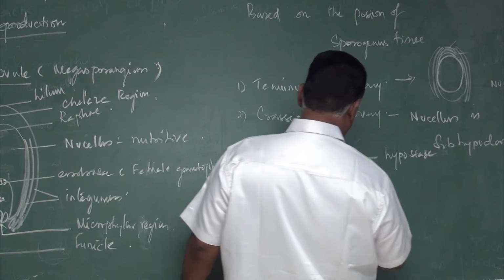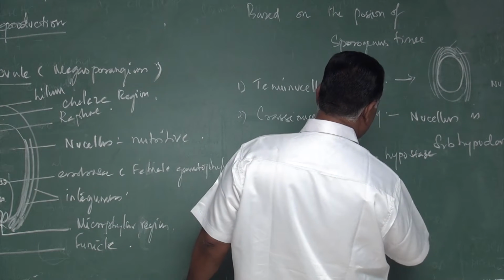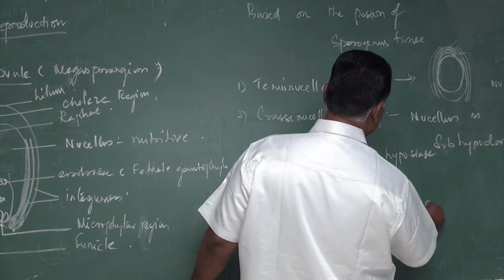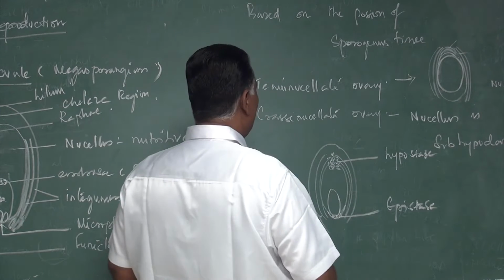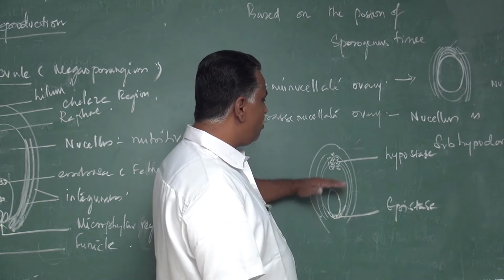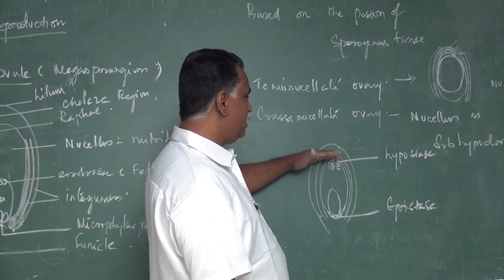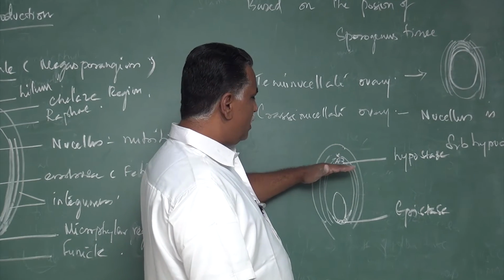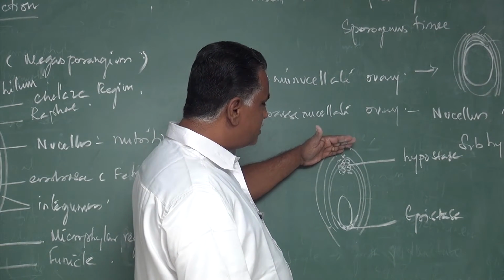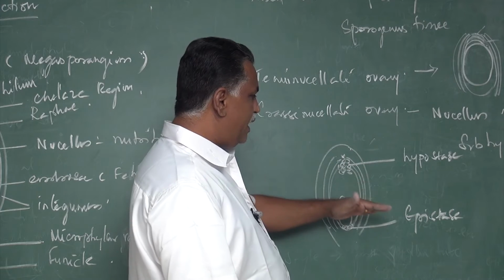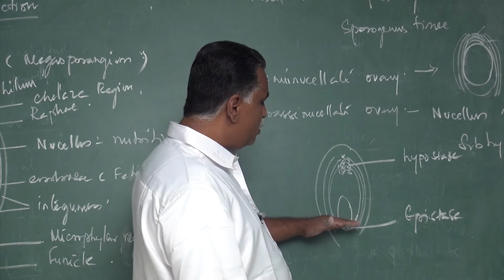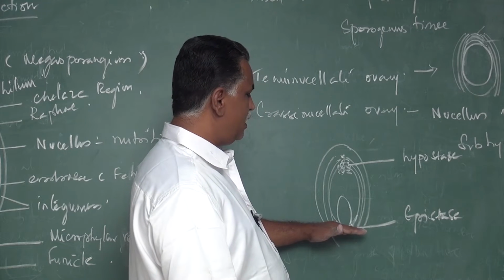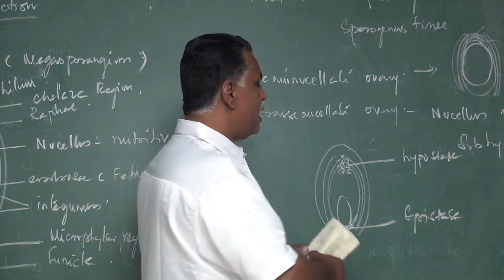Hypostases and epistases are groups of cells. Hypostasis is found at the chalazal region, in between the nucellus and the chalazal sterile cells. Epistasis is a group of cells with thick walls, found in between the embryo sac and the nucellar micropylar end. They are called epistasis.